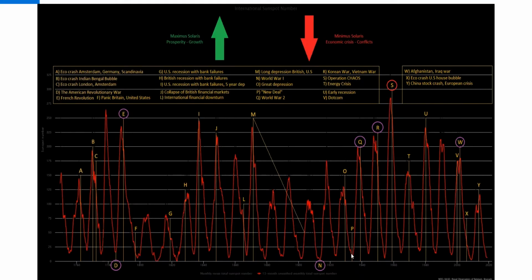Let me see. Okay, so World War II. So we saw a lot of things happening before World War II. We had a lot of problems in Europe, and not only in Europe. And then, so right here for World War II, take a look when it started, on Minimus Solaris. And then for R, Korean War, Vietnam War.